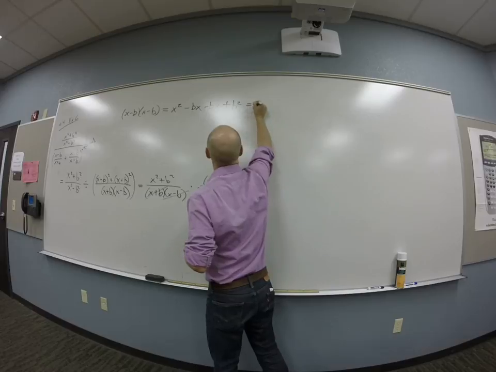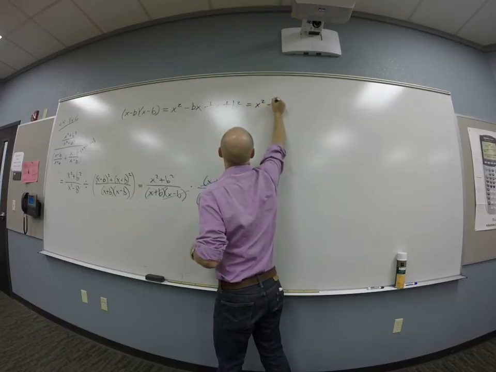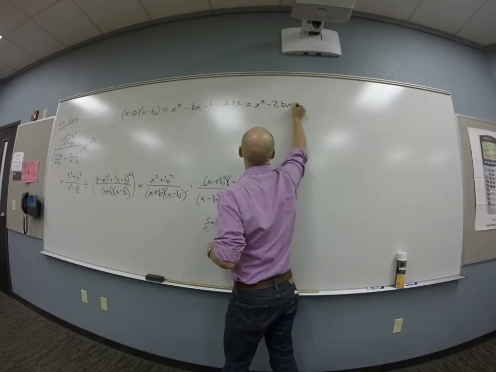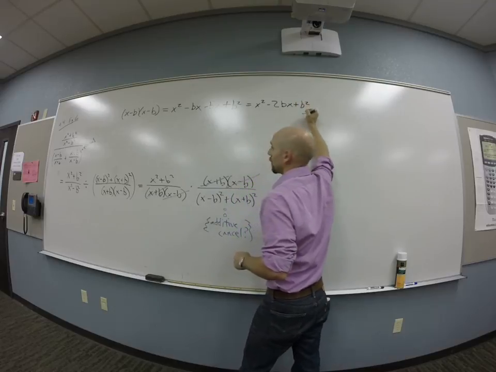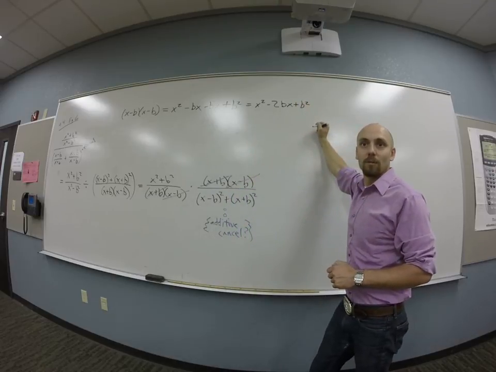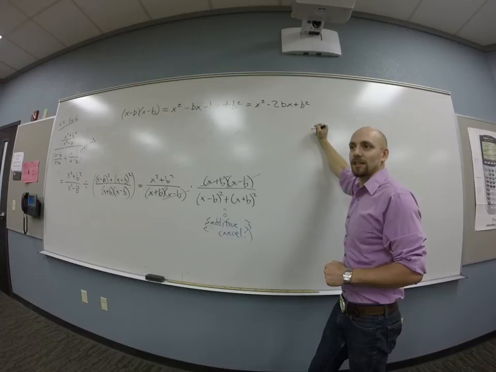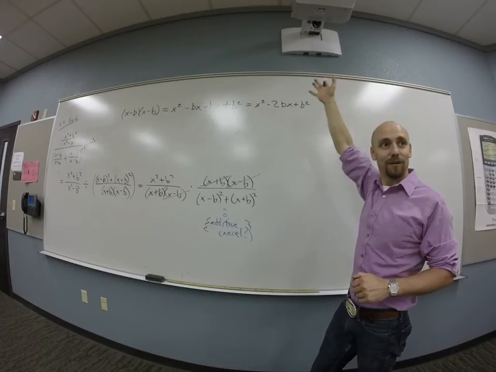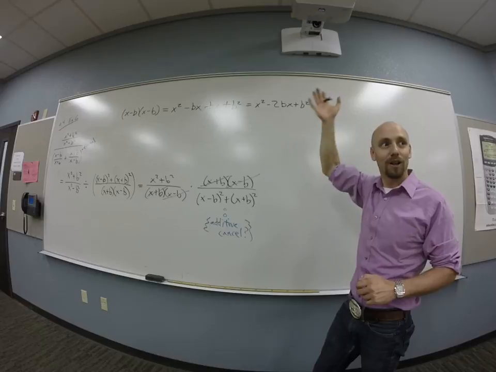Okay, so this gives me x squared minus 2bx plus b squared, right? How many of you would have lost the minus 2bx? Some of you. Remember to FOIL. FOILing is important.